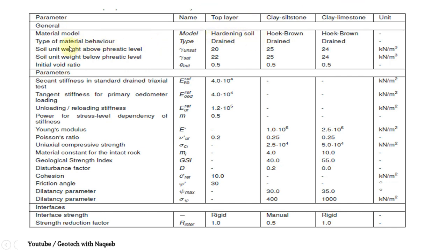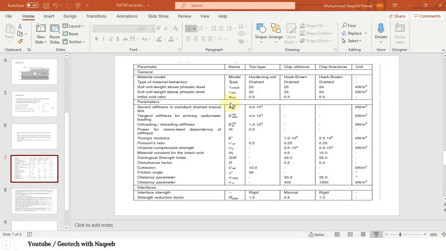Now the model behavior is drained, and the unsaturated unit weight is 20 and the saturated unit weight is 22, and the initial void ratio is 0.5, and the rest of the parameters are given over here. So I will just be putting these values. I will add these notes in the description of the video so you can practice as well. I will modify these notes as well, so you can check these notes in the description of the video as well. So I will be using these material properties in the PLAXIS software.